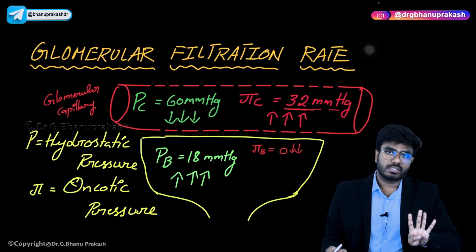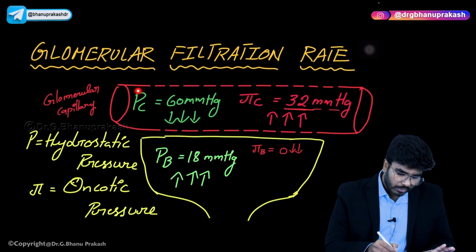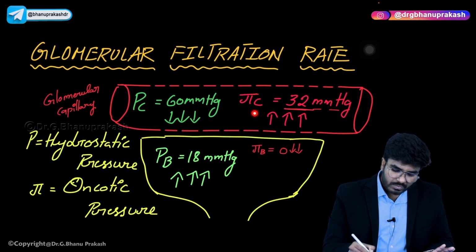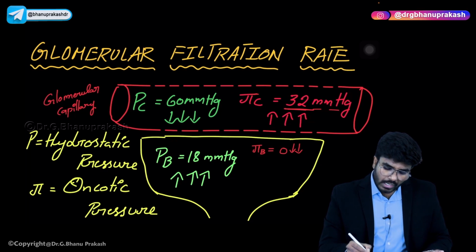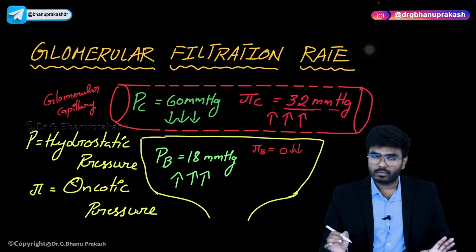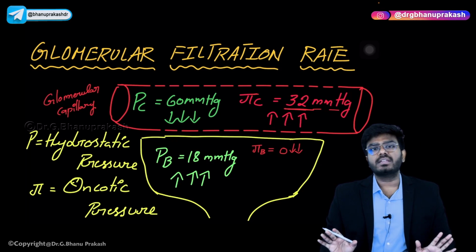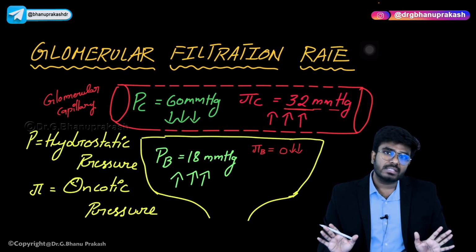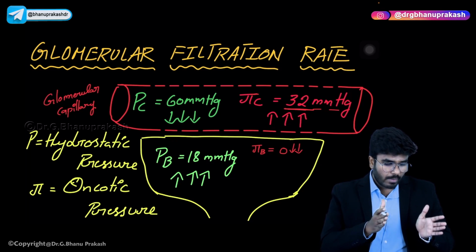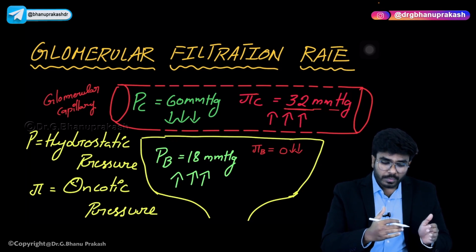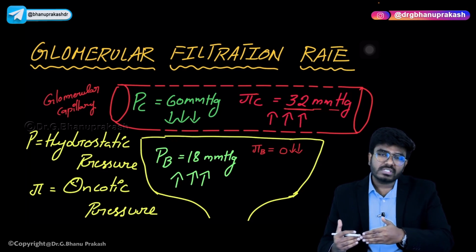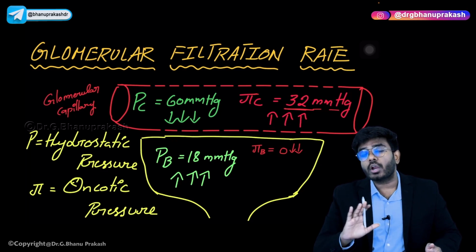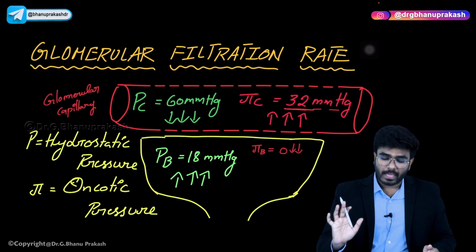So at the end of the day, how many pressures are we having? We are having 4 pressures, sir. In the capillaries, the hydrostatic pressure and osmotic pressure of the capillary, and the hydrostatic pressure and osmotic pressure of the Bowman's capsule. The osmotic pressure of the Bowman's capsule is 0. Now, whether filtration happens or not depends on the pressure difference. Positive pressures are those which help filtration, and opposing forces are those which do not let filtration happen. Now we will see.